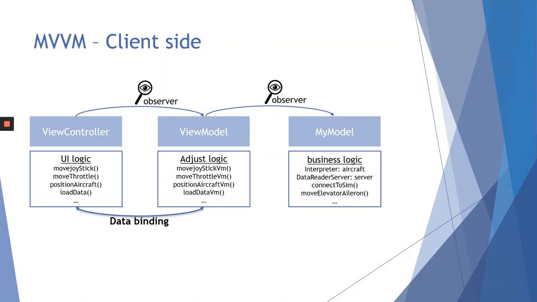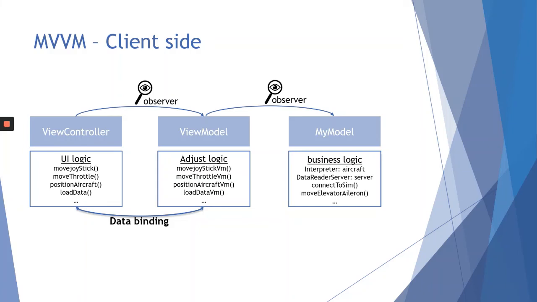The view observes the view model, and the view model observes the model. The similar variables in the view and in the view model use data binding to be updated as values change all the time. Also, the view model is responsible to adjust the input from the user interface so the model will understand it, and vice versa.